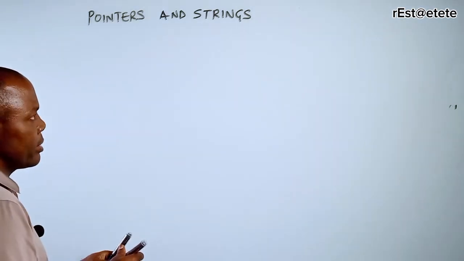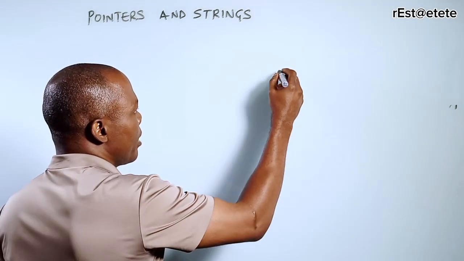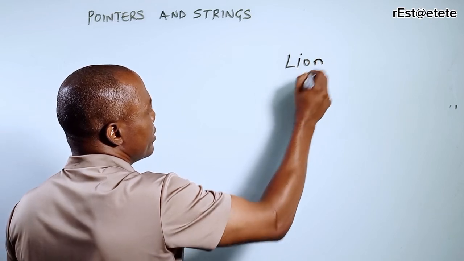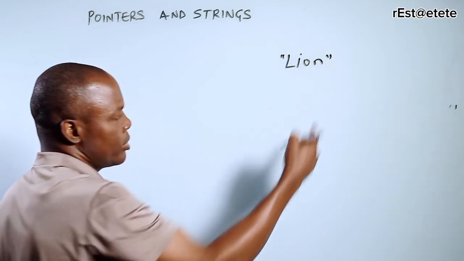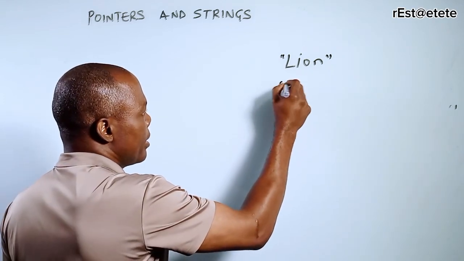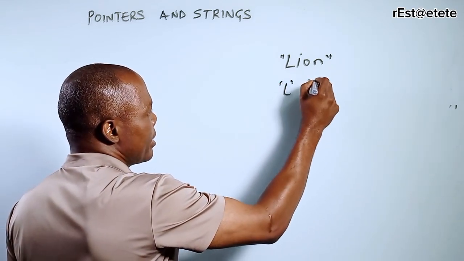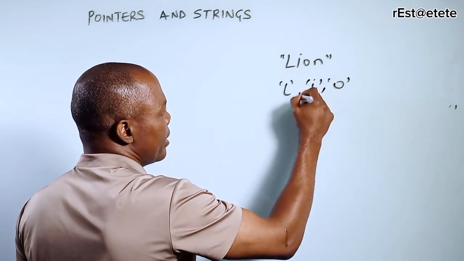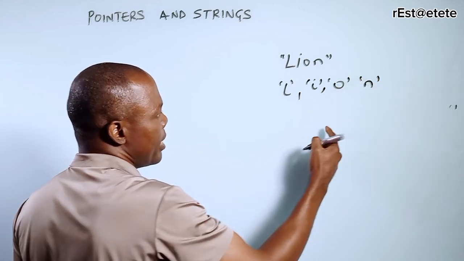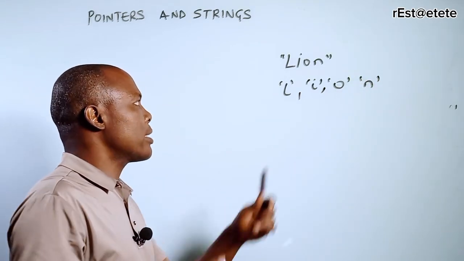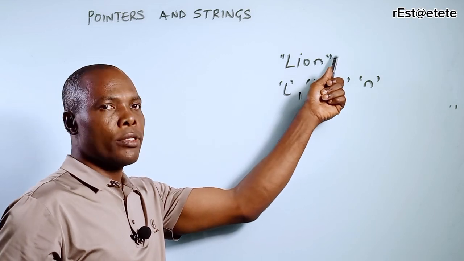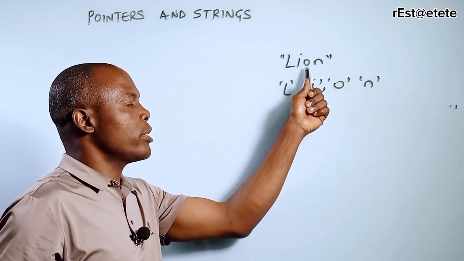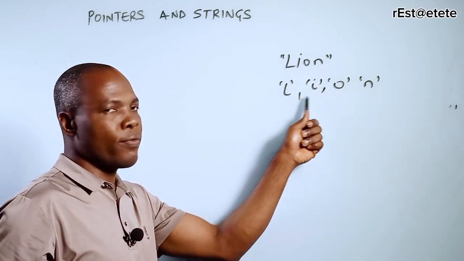So you have something like this. You have something like "lion", right? This is a string. Now, L is a character, I is a character, O is another character, and N is another character. Now, you will notice that I'm using double quotation marks for a string literal, while I'm using single quotation marks for characters.